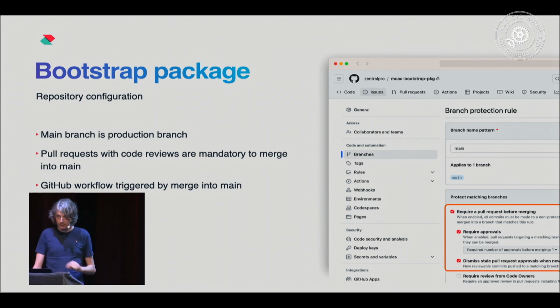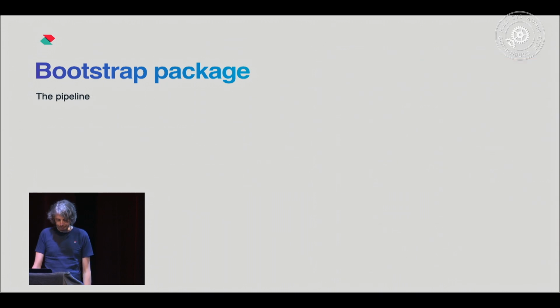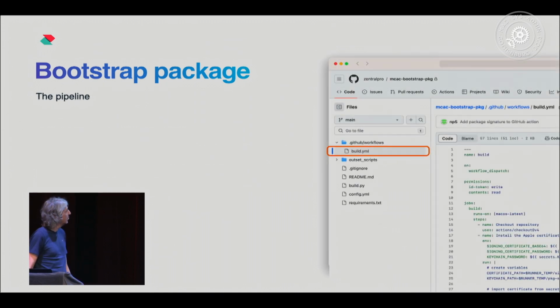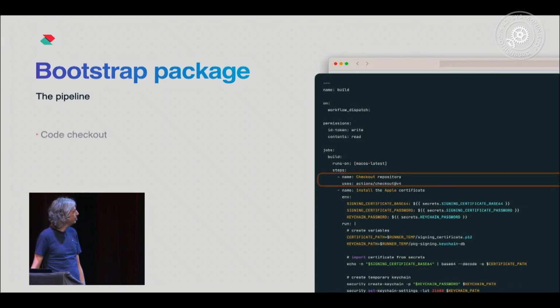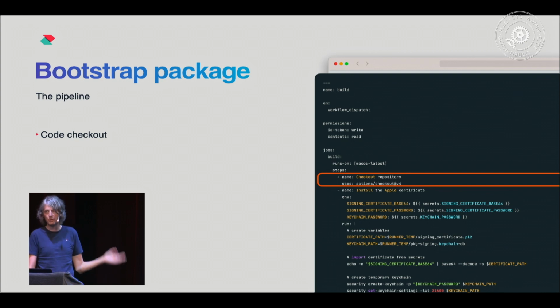So how do we trigger it? There's a pipeline, and we are going to use GitHub Actions. So here in the .github workflows subfolder of a repository, we have a workflow, and we are going to have a look at it. A workflow is composed of jobs, and jobs have different steps. The first step is usually to check out the code.